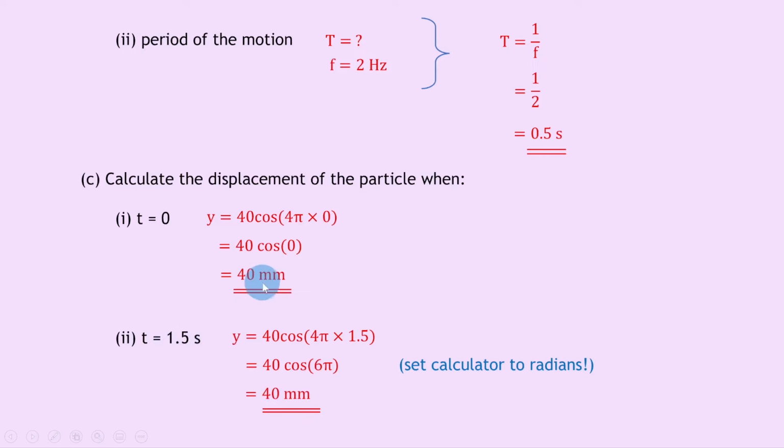So what we're saying is that after 1.5 seconds, the displacement of the particle will be the same as it was to begin with at time t equals 0. And that's because 2 pi radians is one full cycle of motion. So if we go through 6 pi, then that's just 3 full cycles of motion, so we should end up back at the place we started.